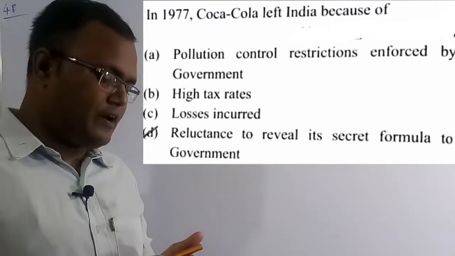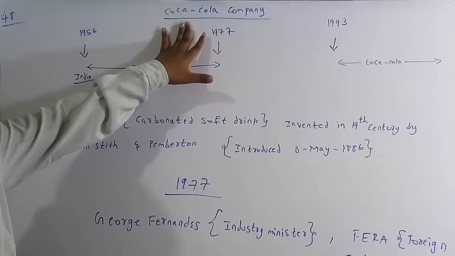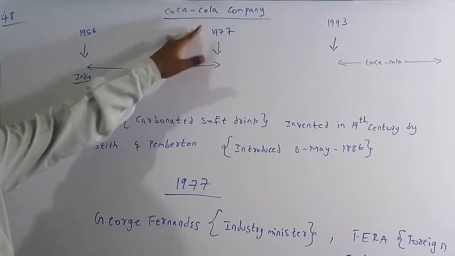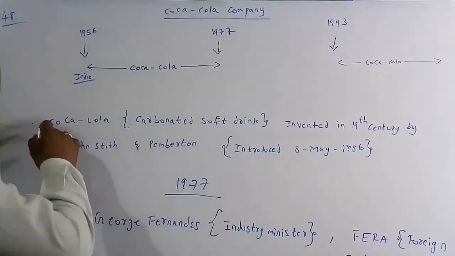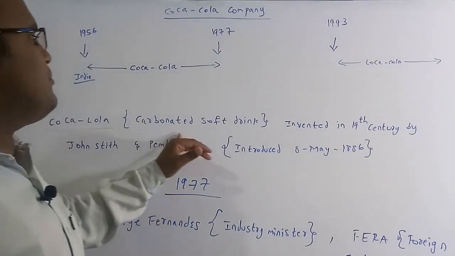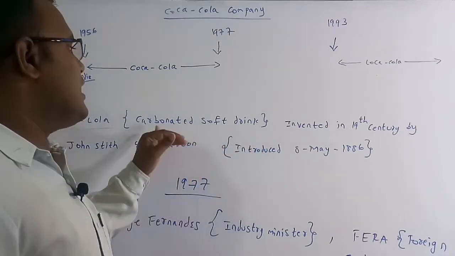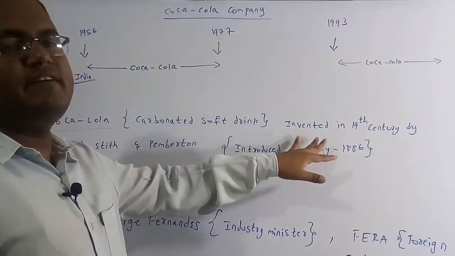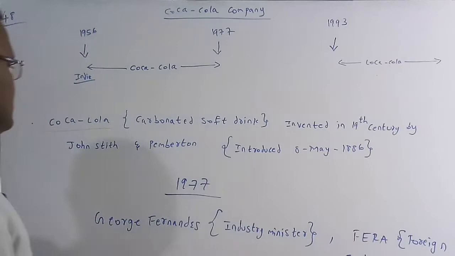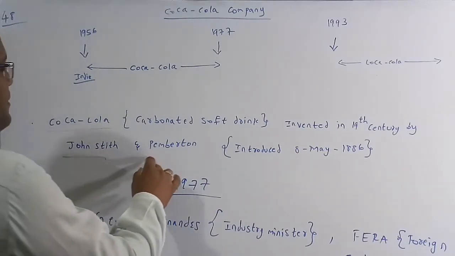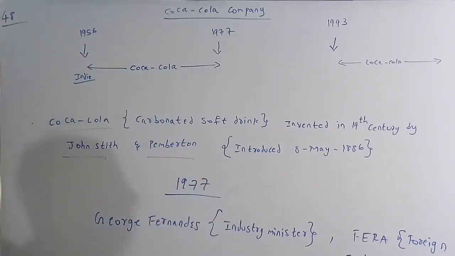So let's discuss some more facts about this one. Now we'll discuss some of the important facts of this Coca-Cola company. Coca-Cola is basically a carbonated soft drink. It was invented in the 19th century by two persons, John Smith and Pemberton. These are the two persons who invented this Coca-Cola drink in the 19th century.